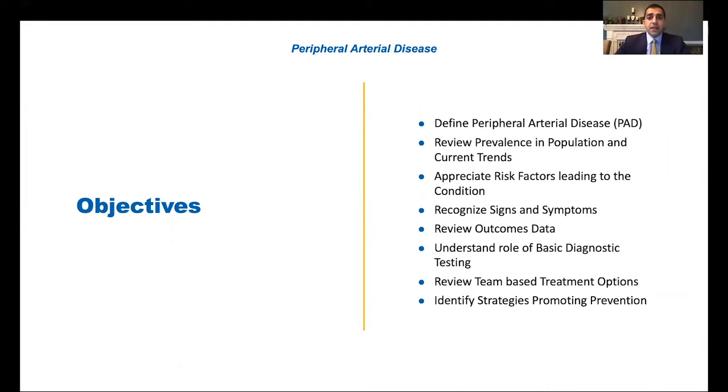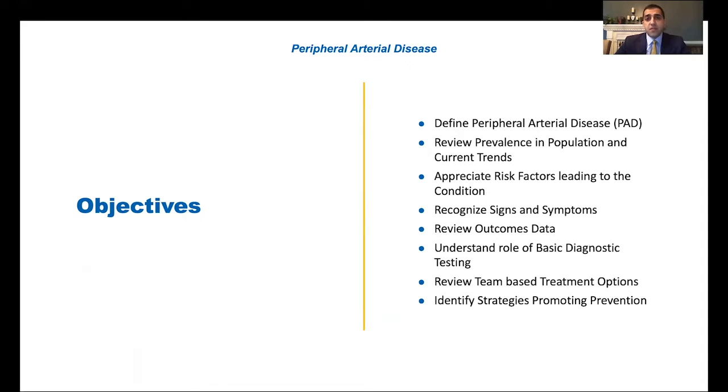The objectives of today's talk are simple. We're going to talk about what peripheral arterial disease is, where it is present in the population and trends involving this. We're going to appreciate the different risk factors that lead to this condition, recognize signs and symptoms of folks that may be suffering from this condition, as well as review outcomes data to see where we are with this condition and the harmful trends that we've been noticing.